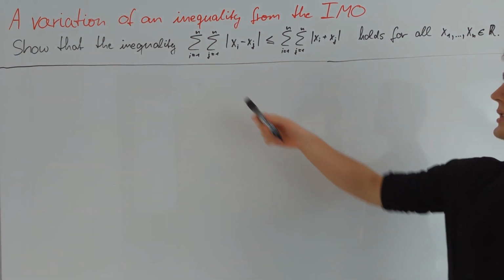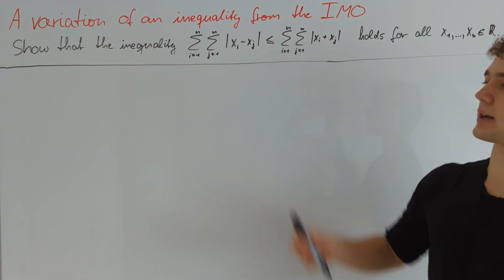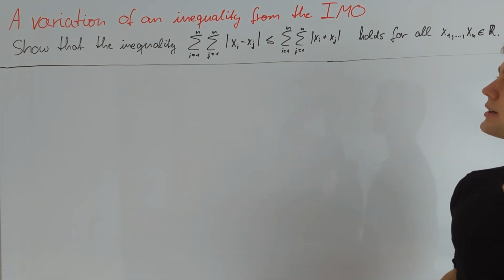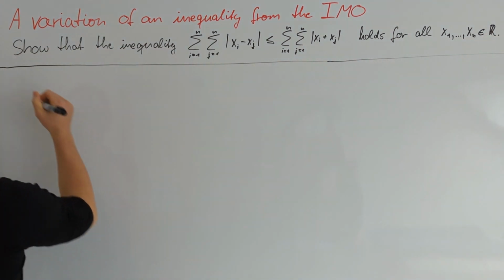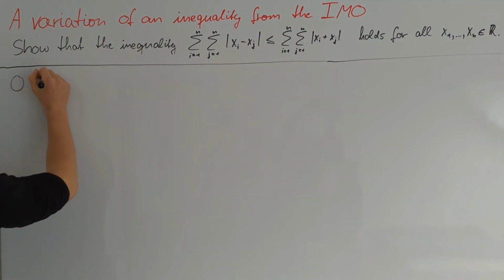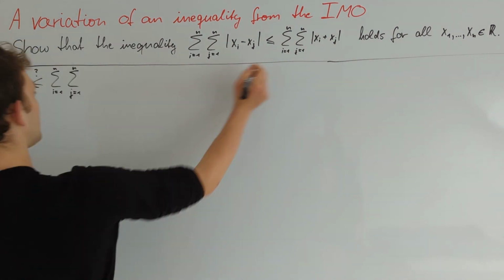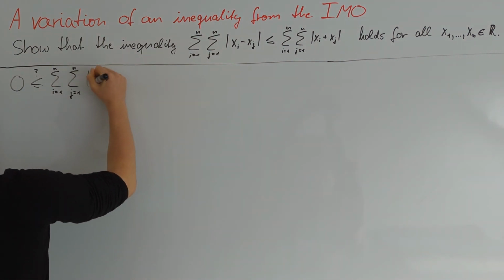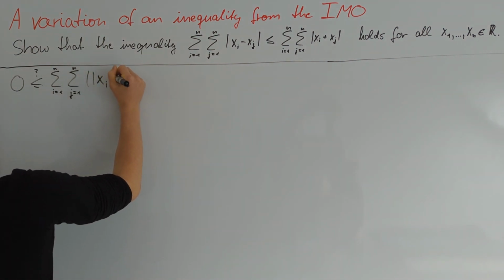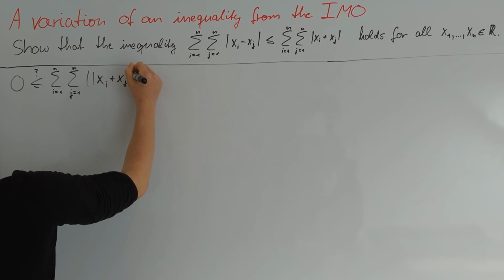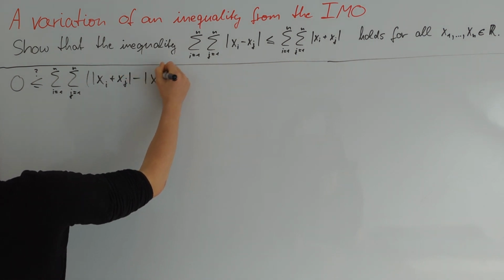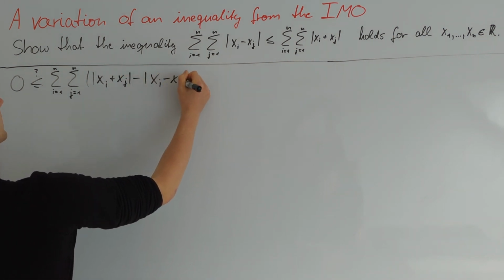Since we sum over the same indices on the left and on the right side, it is of course a good idea to take everything on the right side, and then our inequality becomes that we are asked to prove that 0 is less than or equal to the double sum of i and j going from 1 to n of the absolute value of xi plus xj minus the absolute value of xi minus xj.